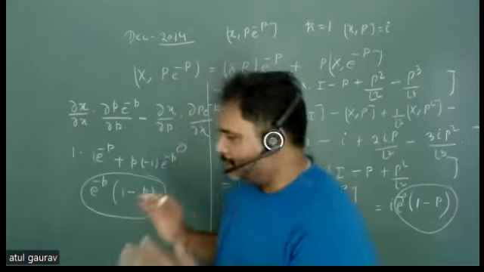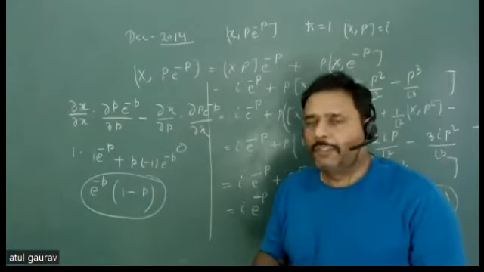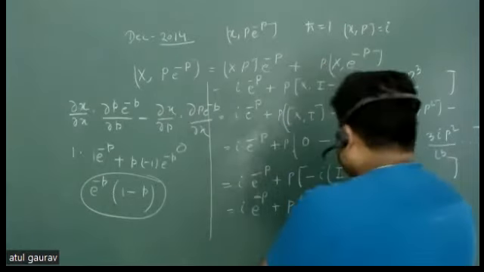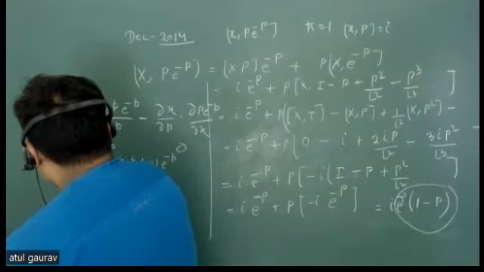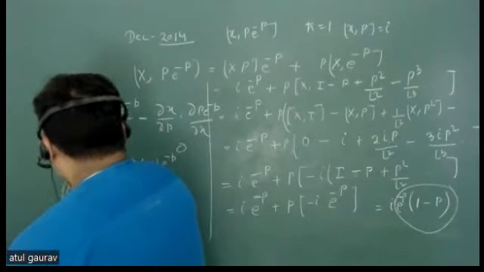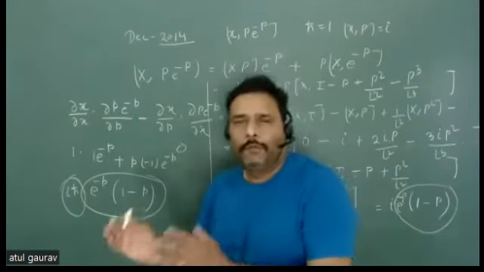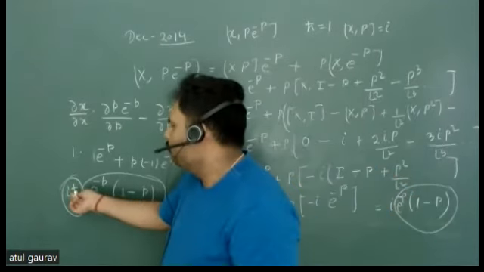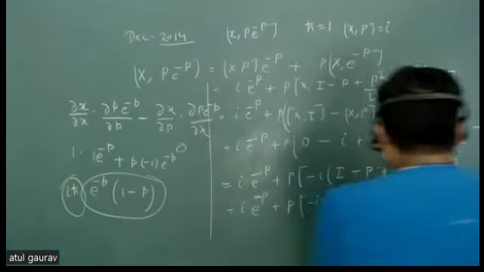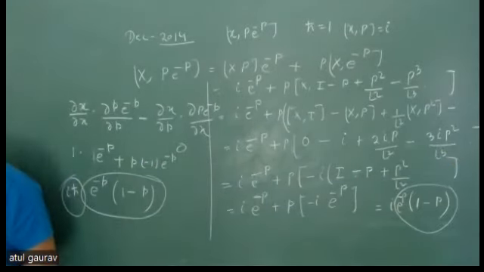And what will be the relationship between the classical and the quantum mechanical commutation? The quantum mechanical commutation is equal to the classical commutation into i into h cut. We have already seen that there is a relationship between the Poisson bracket as well as the commutation in quantum mechanics. So here h cut is equal to 1, so you have exactly the same answer.